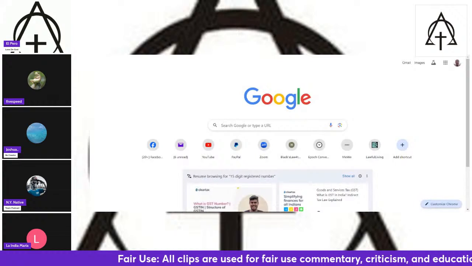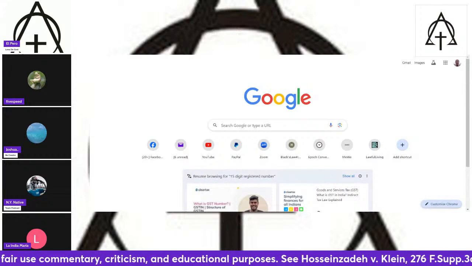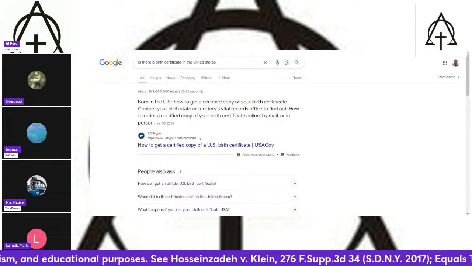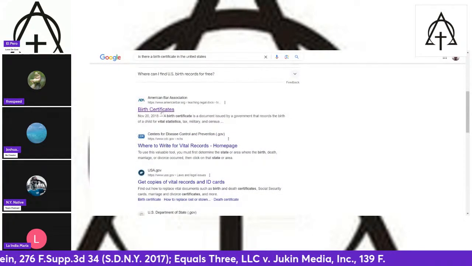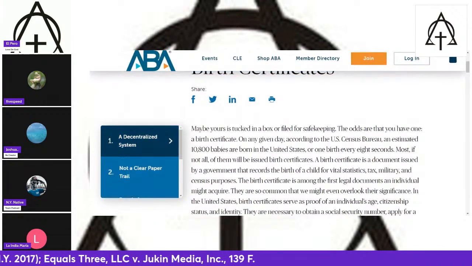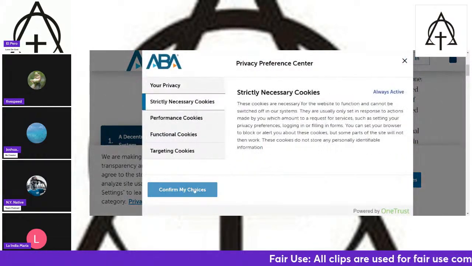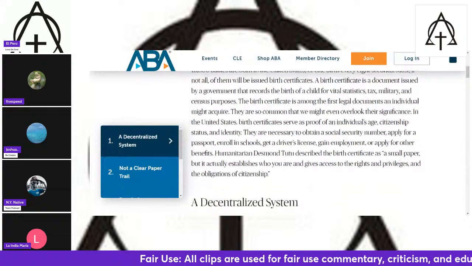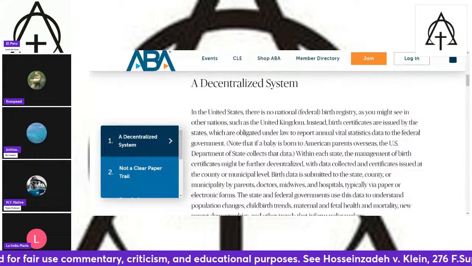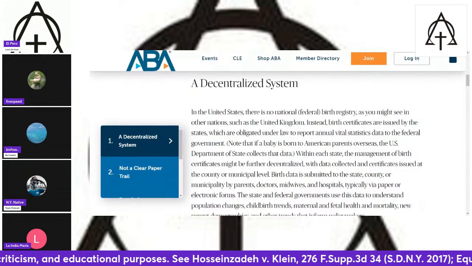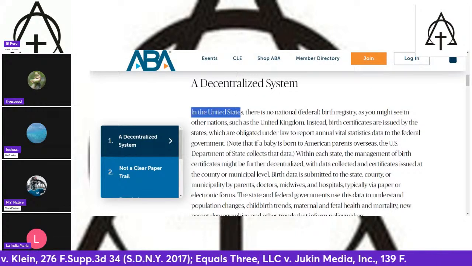I'm going to show you. Everybody sees my Google screen here. Is there a birth certificate in the United States? American Bar Association birth certificates. So our birth certificates are considered as what? In layman's terms, brother, it's a bail bond. Really?